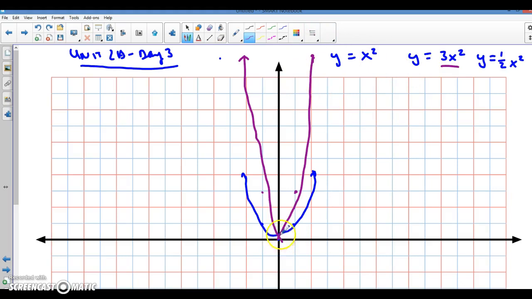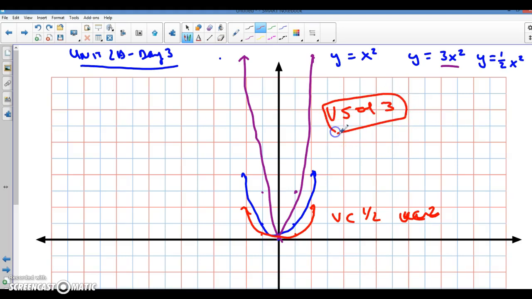If it's a half, you would have told me that my step pattern is over 1 up a half, over 1 up 3 times a half, which is 1 1/2. It gets me right here. So this is a vertical compression of a half. You wouldn't tell me it was a vertical compression of 2. You would say vertical compression of a half. And this one here in purple is a vertical stretch of 3. That's great, that's simple. You would have known that before.